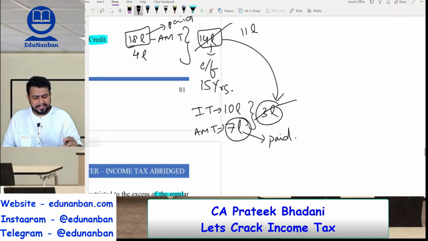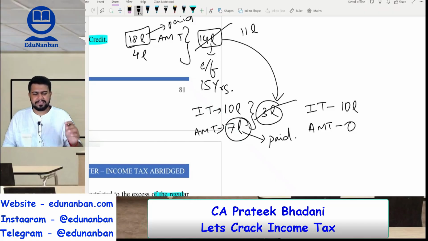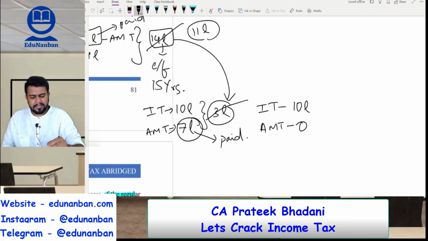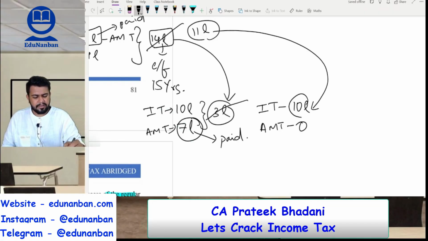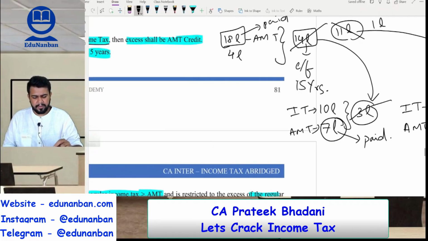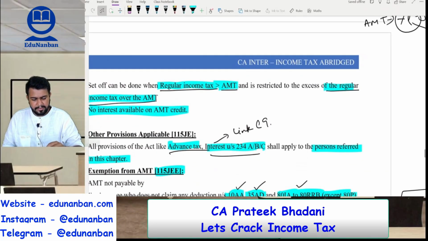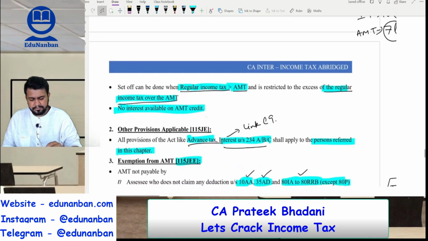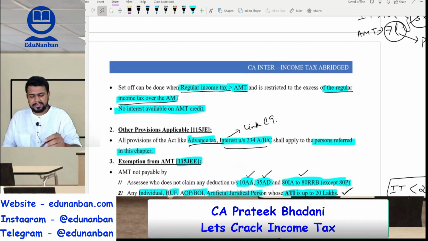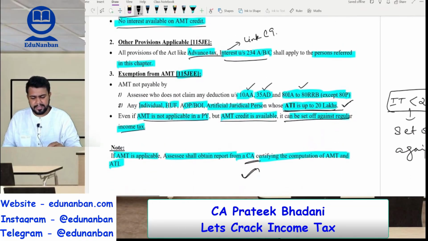And if there is a year in which AMT is not applicable, so let's say income tax is 10 lakhs and AMT itself is not applicable, hence it's 0, then this credit of 11 lakhs can be used to set off this entire income tax of 10 lakhs and nothing needs to be paid by the assessee. Okay. So read the provisions carefully. Sir, will the government give any interest on AMT credit? The answer is not at all. No interest on AMT credit.